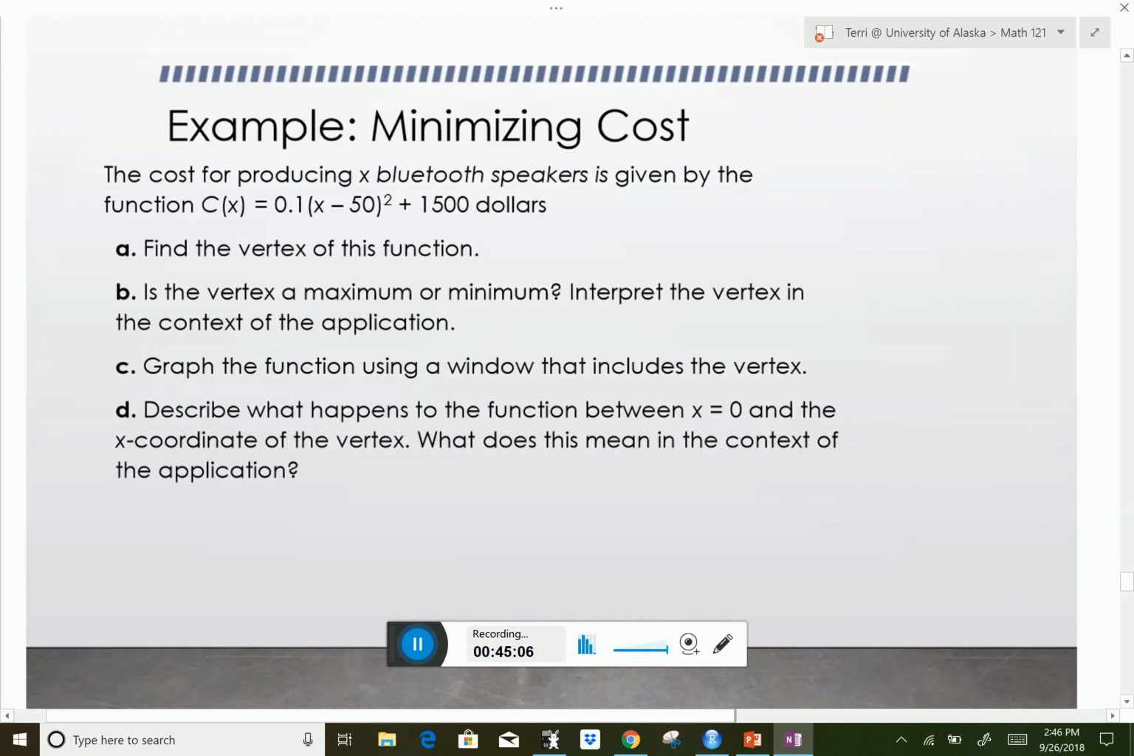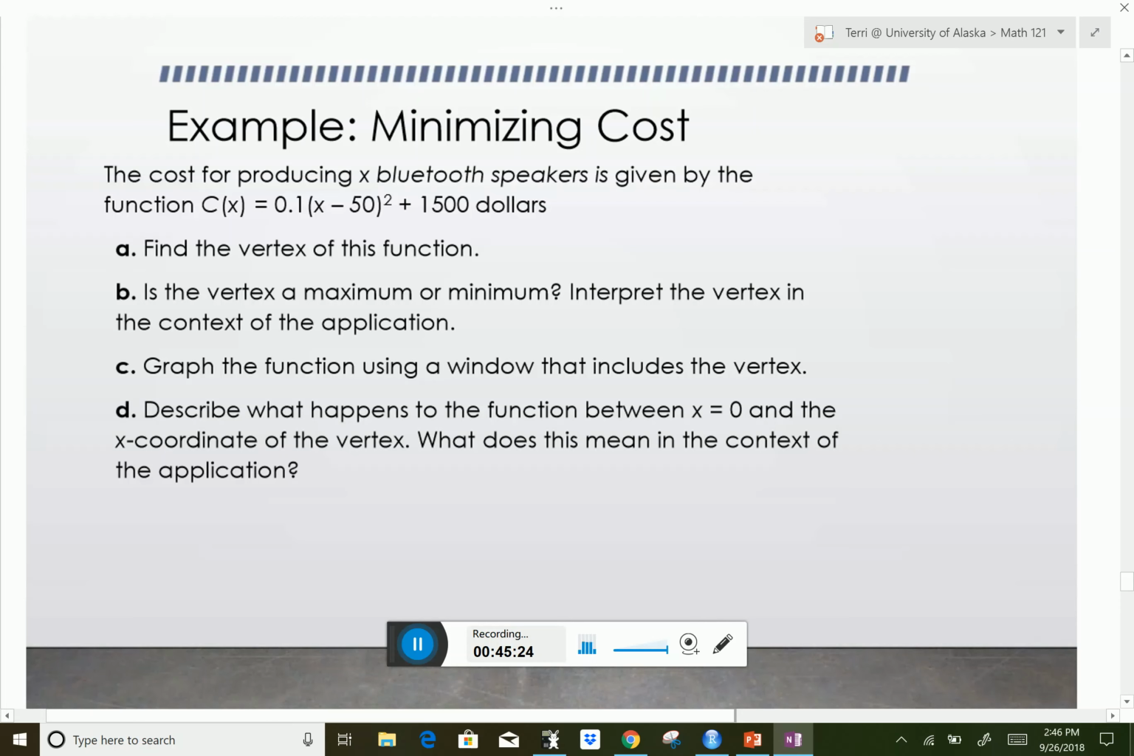Talk about how we can minimize the cost. So the cost for producing x Bluetooth speakers is given by the function C of x equals 0.1(x - 50) squared plus $1,500. Find the vertex of this function.